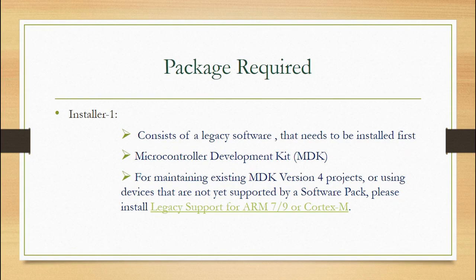In order to install this package, you need two installers. The first installer consists of the legacy software that needs to be installed first. First, you need to install the legacy software regarding the Keil MDK, the microcontroller development kit. Why do you need to install this legacy software? Because once you install the legacy software, whatever updates happened in version 4 of the Keil will directly install into this legacy software, such that once you install version 5, it has all the prerequisites which were supposed to be in version 4.